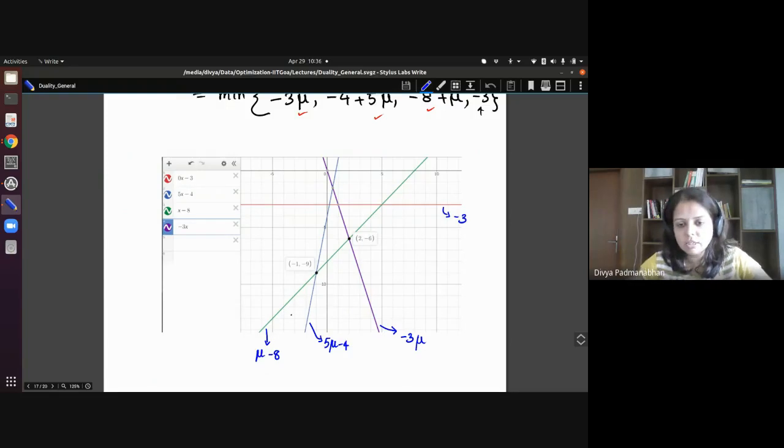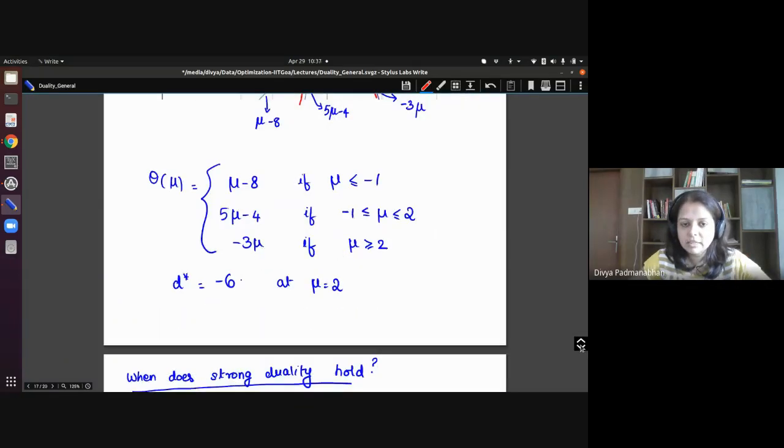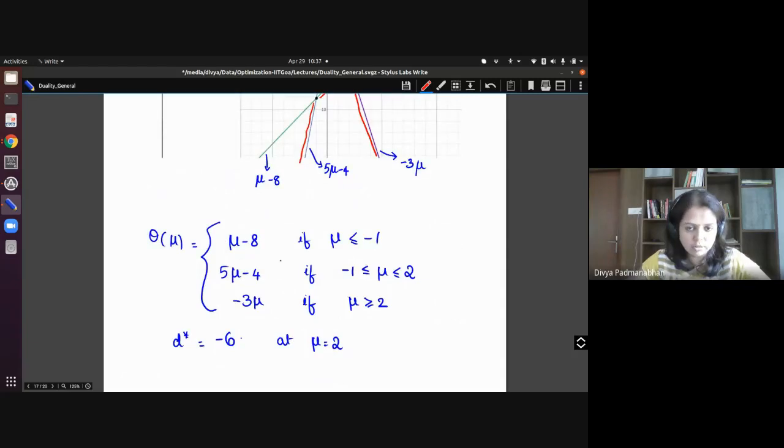So the dual function is, these are the various lines, and it's the min of all these lines. It's the piecewise minimum of all these lines. So in this range it's going to be this line, then you're going to get this line, and in this range it's going to be this line. So this is the dual function. You can see it's concave, but may not be smooth because there are some sharp edges here. Finally it turns out that the dual function boils down to this piecewise linear function.